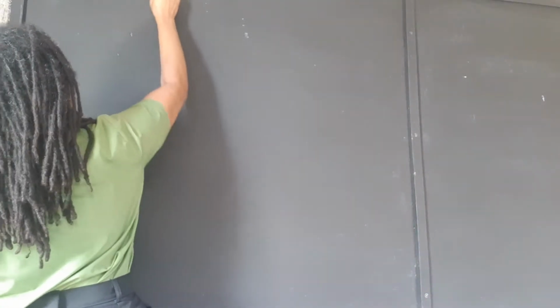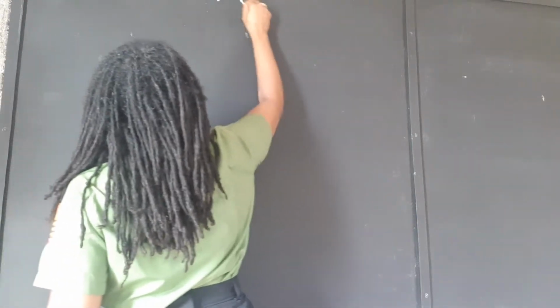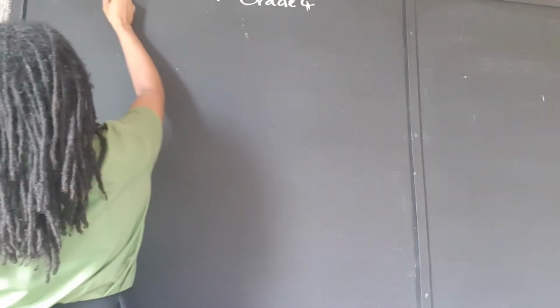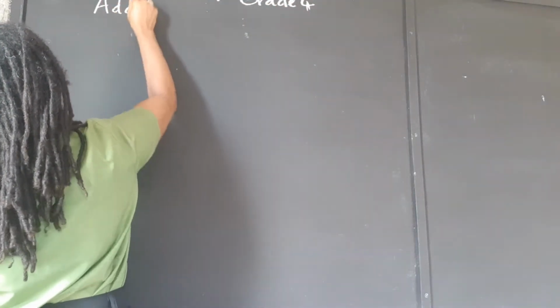Today we're going to look at the additive principle of arithmetic at the grade 4 level. So let's write that on the board. That's addition, grade, additive principle.